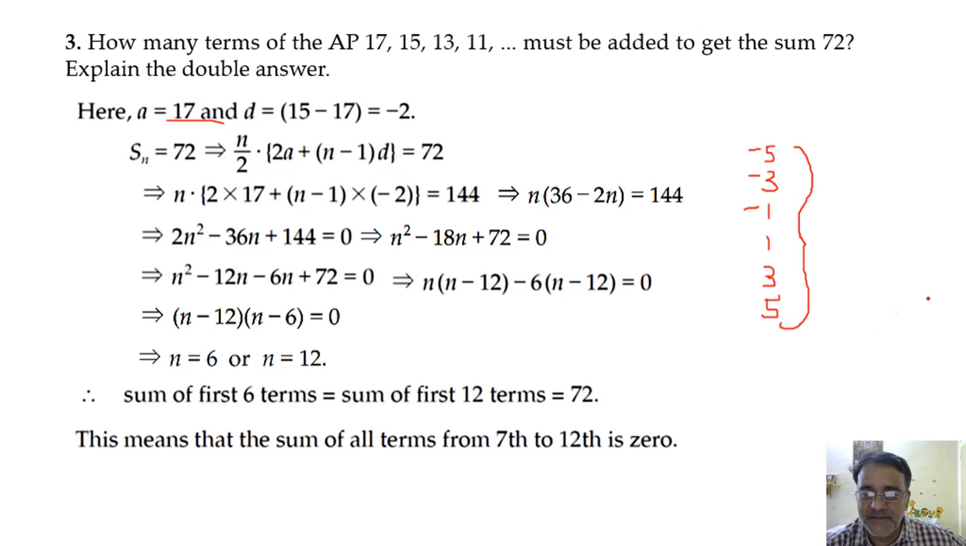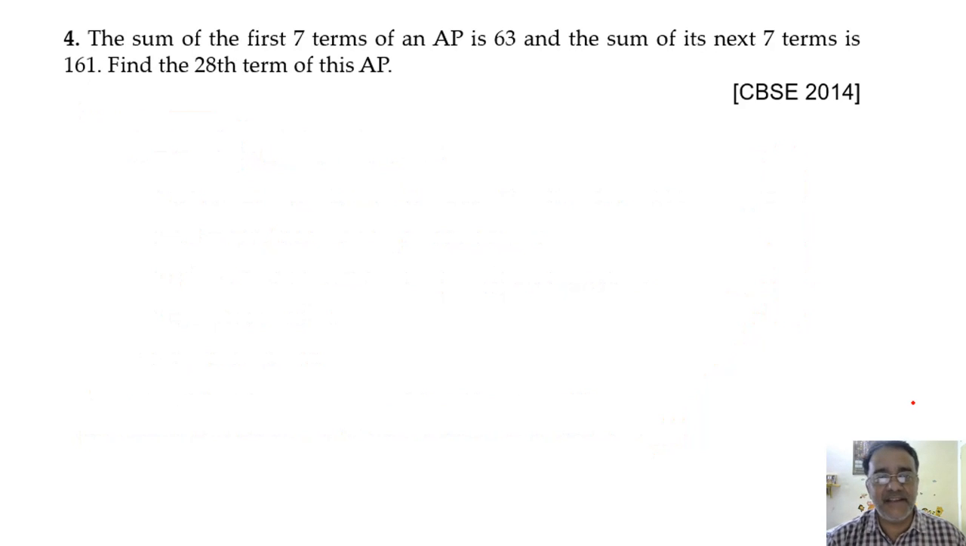What is the sum of all these 6 terms? 0. Okay, understood? These are the 7th, 8th, 9th, 10th, 11th and 12th terms. If you want to write it as a sentence statement, you can write it, otherwise you can show it in this way also. Now we are moving towards the next question.